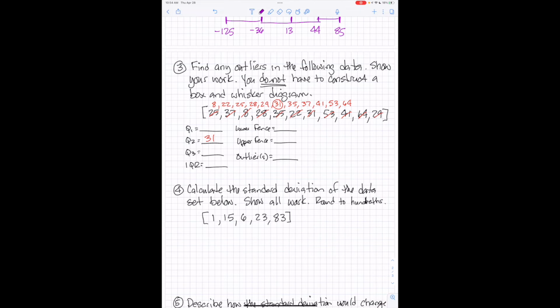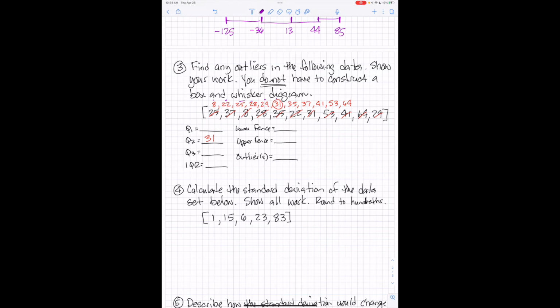Now, when you find Q1 and Q3 in this situation, you use 31 in both sides. So I'm going to count from the left side. I'm going to go 1 and 31, 8 and 31, 22 and 29, 25 and 28. So I got to use both 25 and 28. Add that together, divide by 2.